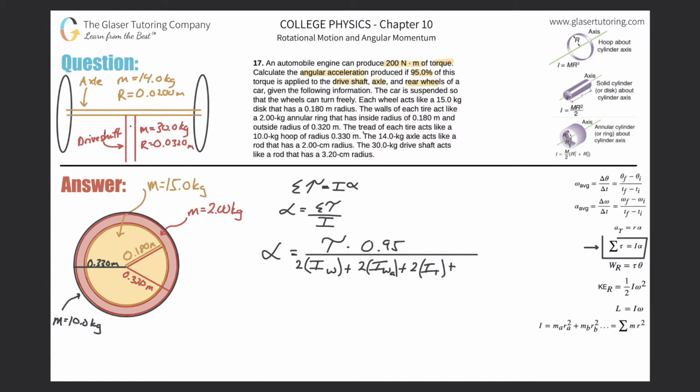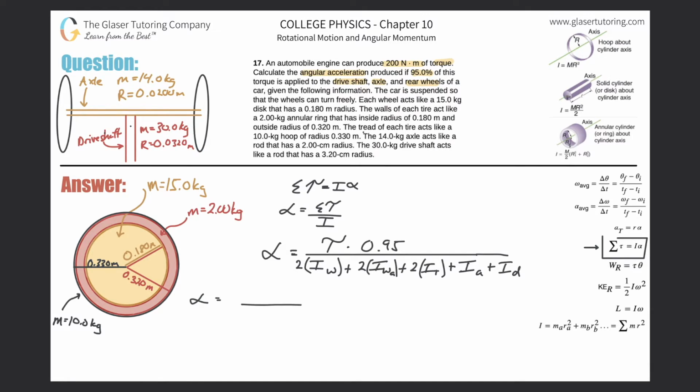Then plus now, not 2 anymore, because now we're talking about the axle. The axle, there's only one of them, right? So we're not going to multiply this by 2, plus the moment of inertia of the axle. Last but not least, plus the moment of inertia for the drive shaft. And now here we have our formula. So let's expand on this now. I'm going to need some more space.